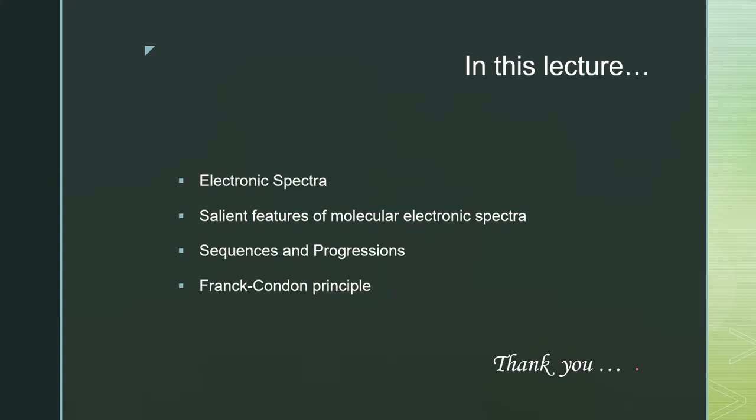We have seen band structures, that is sequences and progressions. For progression, either the lower energy state or the higher energy state is fixed and the other lines are progressing. For sequences, the delta V is fixed. We have seen the Franck-Condon principle, which is used to explain why some lines are more intense than the others, and using the Franck-Condon principle we have seen that the internuclear distance remains the same in case of electronic transitions. So the transitions can be represented by a vertical line, and this vertical line represents the highly probable transition.